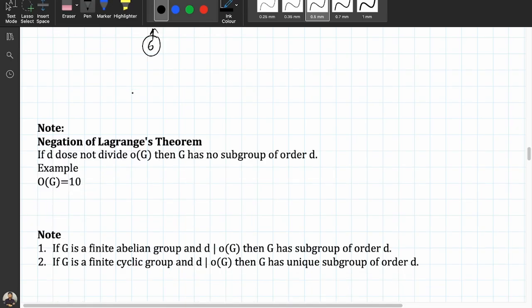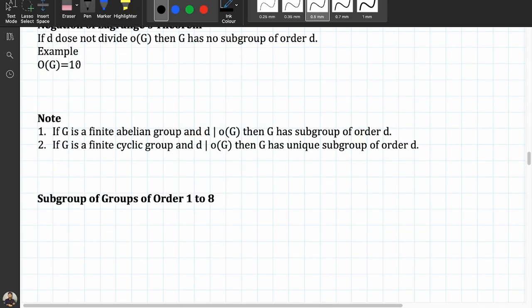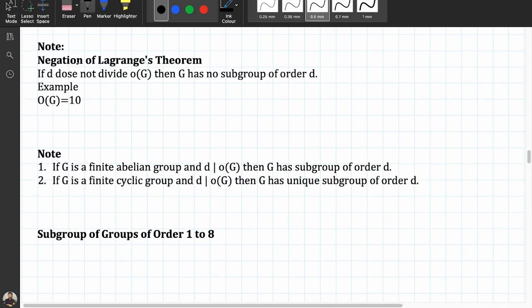Now we will say what the subgroups of A4 are, which we can easily find. We will not go inside that, but this was the theorem. Note the negation of Lagrange's theorem. If D does not divide the order of the group, then the group has no subgroup of order D. That is the truth. So first let me explain this, then I will discuss what the converse is and what this negation is. It is very clear and very different.